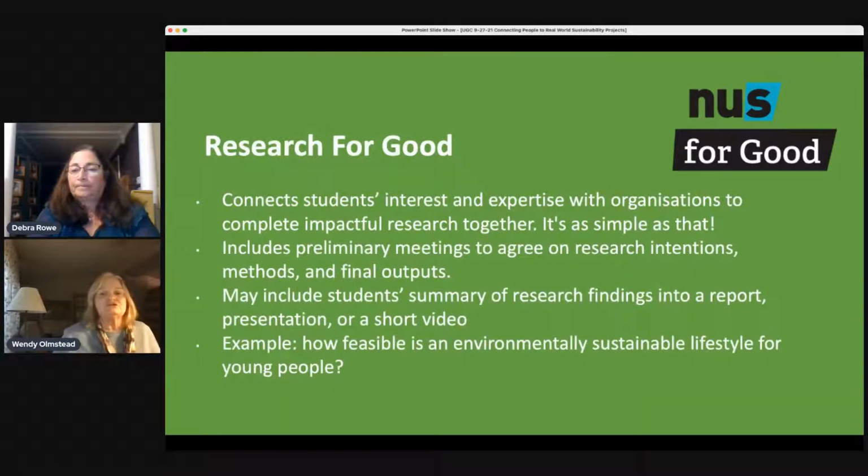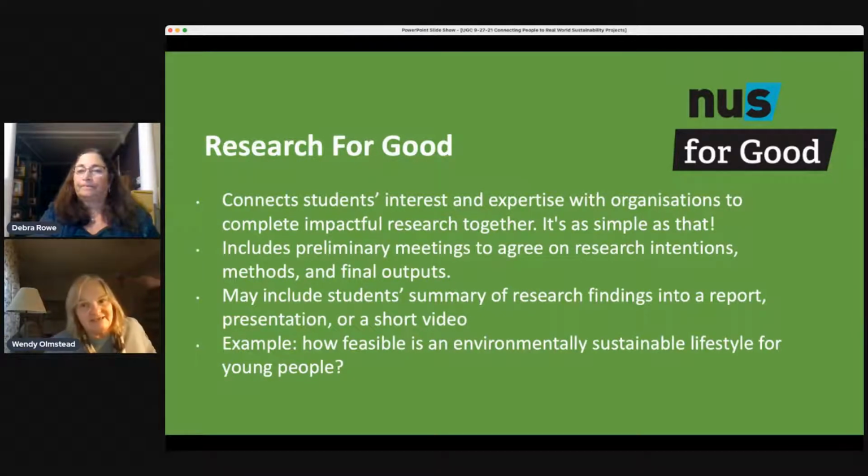For Good Research connects students' interests and expertise with organizations to conduct impactful research together. Again, the process is simple. Students and organizations find each other through mutual interest via the platform. In initial meetings, they agree on goals, research methods, and deliverables, and this may include a research summary, a presentation, or a brief video. Here is an example of one of the many projects.